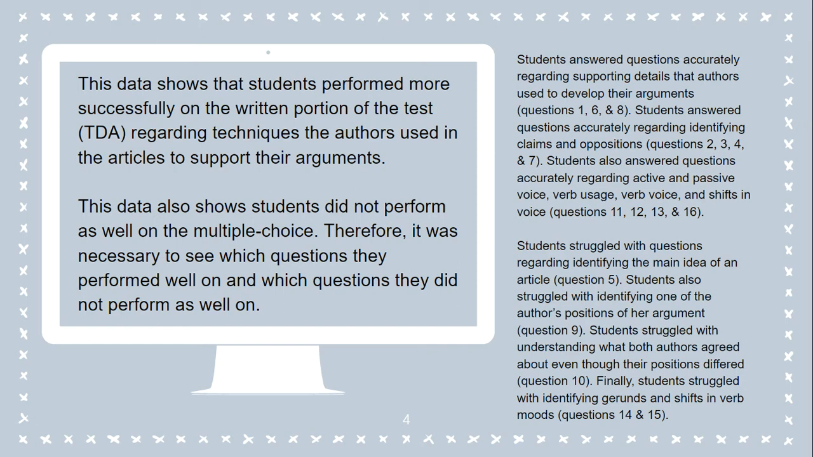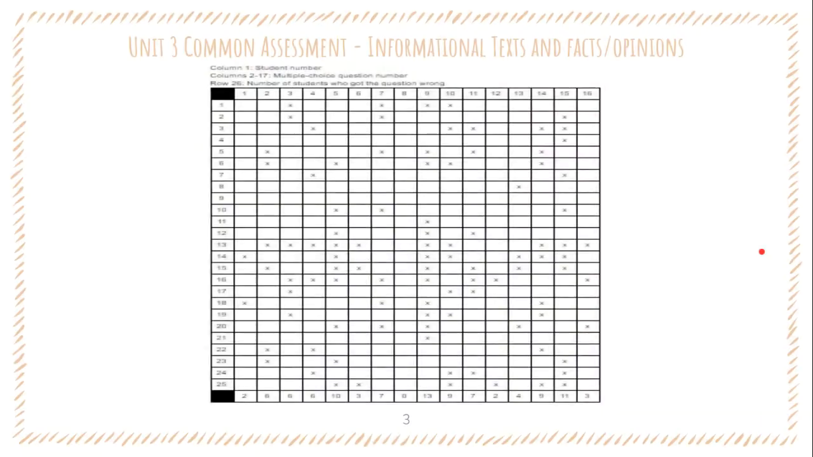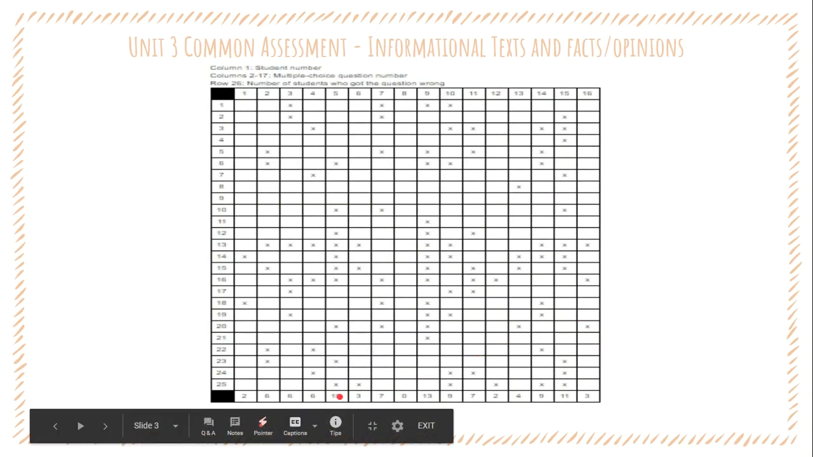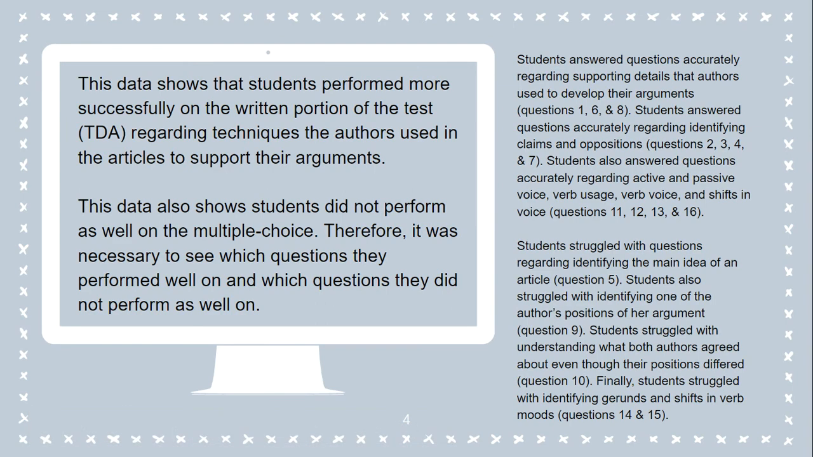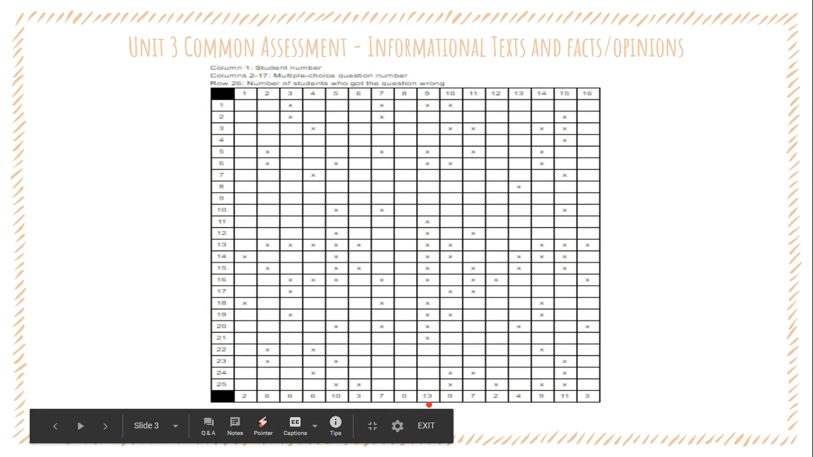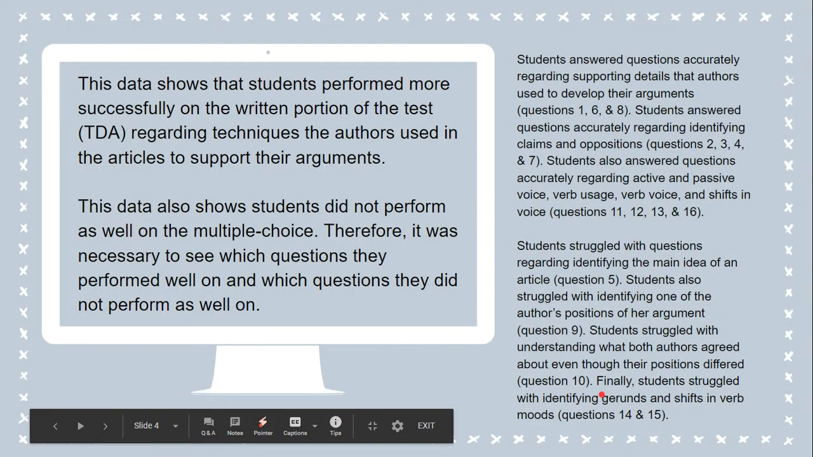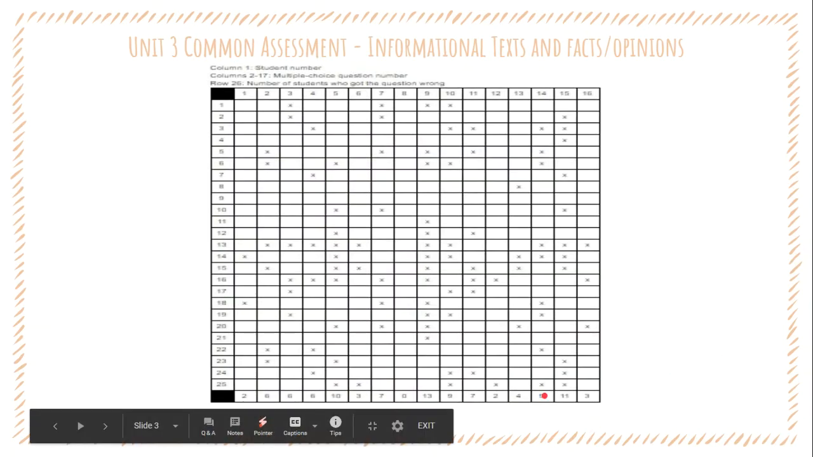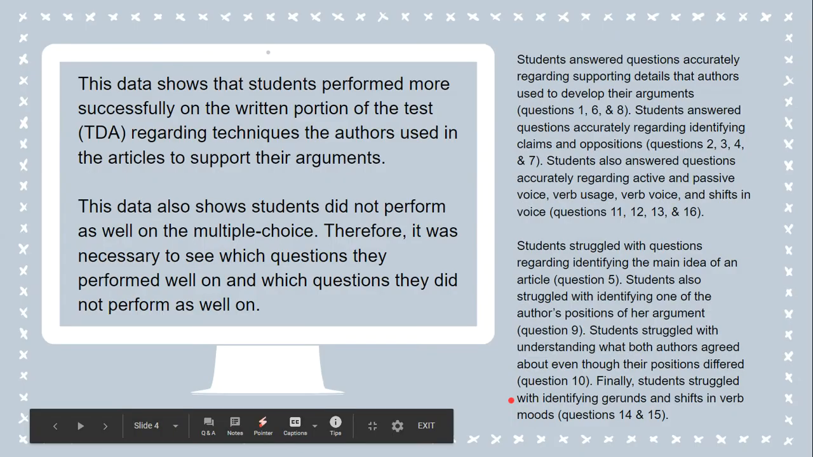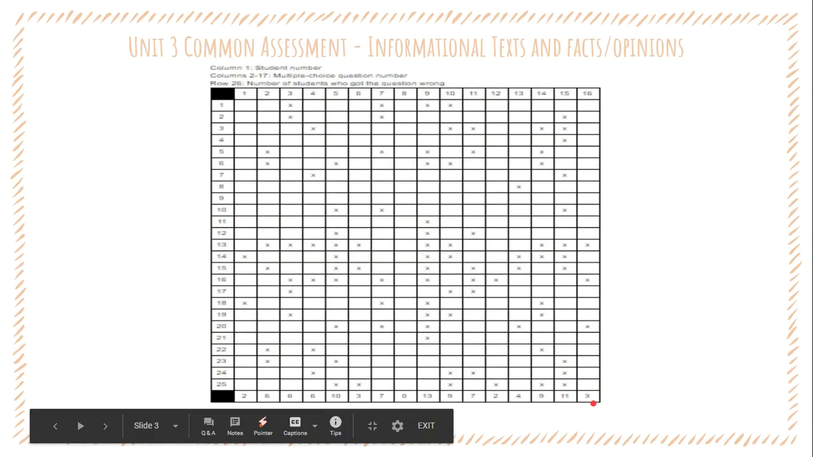But I did find that students struggled with questions regarding identifying the main idea of an article. That was question 5, which we know 10 students got wrong. Students also struggled with identifying one of the author's positions of her argument. Question 9, this was the big one. 13 students got that one wrong. Students struggled with understanding what both authors agreed on, even though their positions differed. Question 10, which was 9 students. And finally, students struggled identifying gerunds and shifts in verb moods, which was questions 14 and 15, 9 and 11 students respectively.